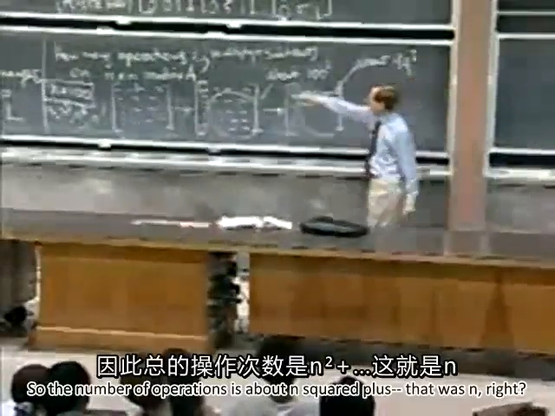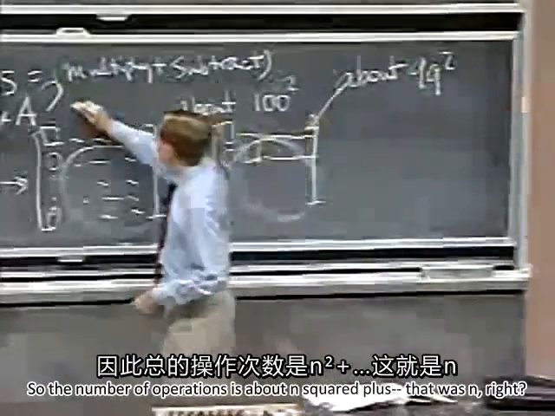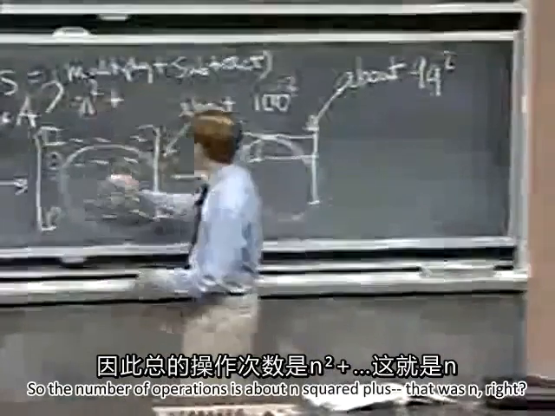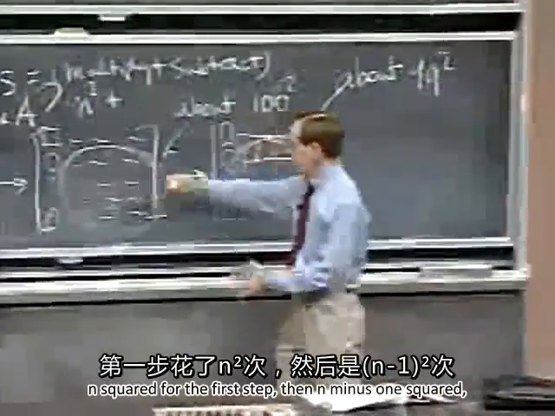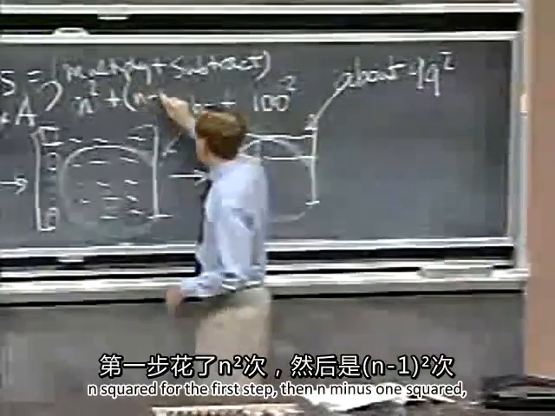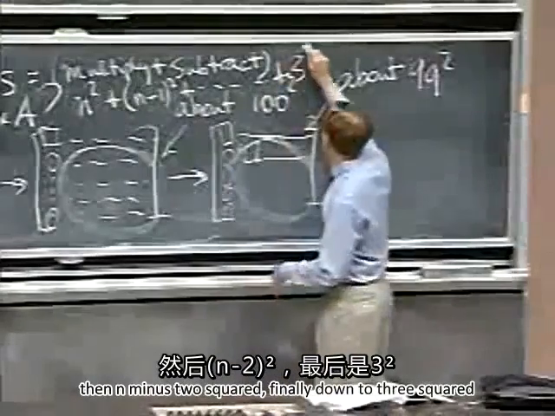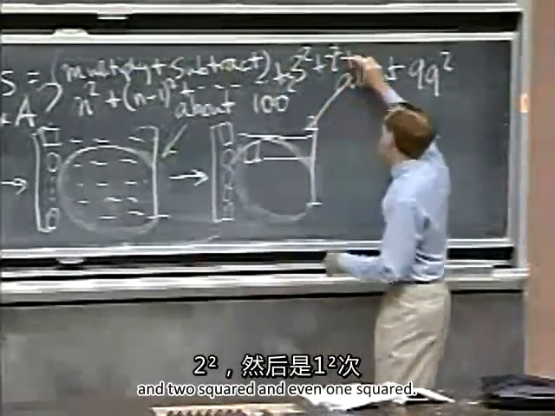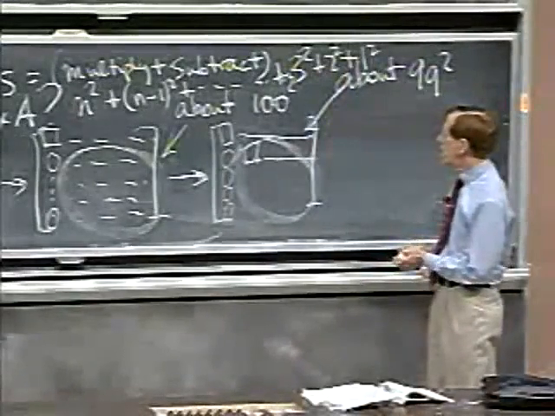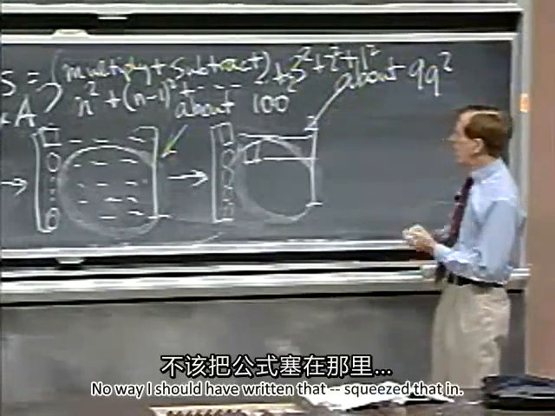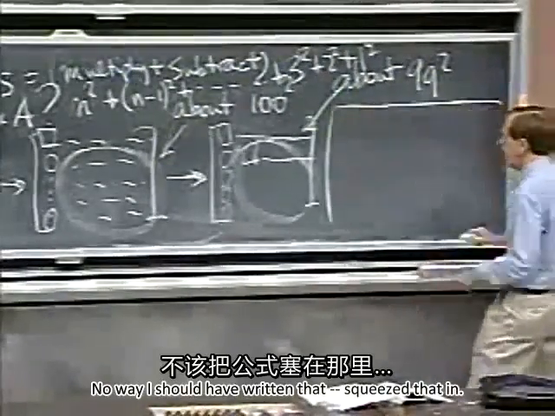So the number of operations is about n squared plus, that was n, right? N was 100. It's n squared for the first step, then n minus 1 squared, then n minus 2 squared, finally down to 3 squared and 2 squared and even 1 squared. No way I should have written that, squeeze that in. Let me try it.